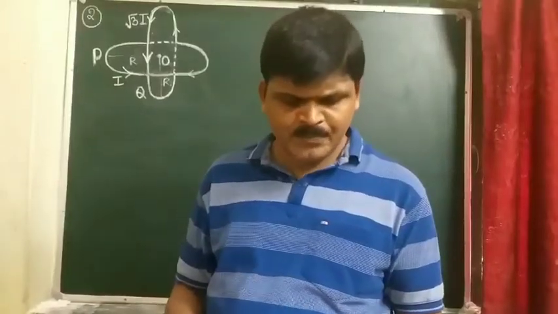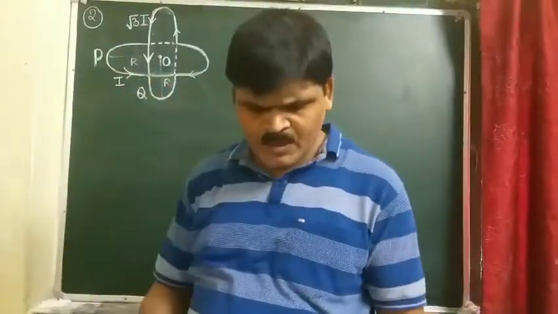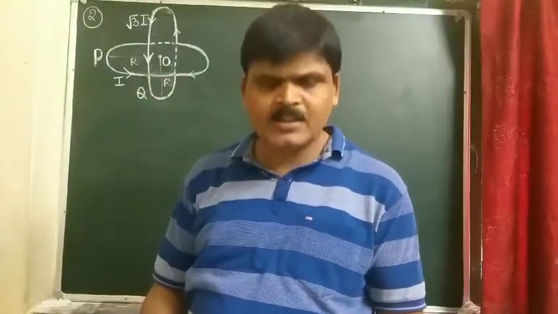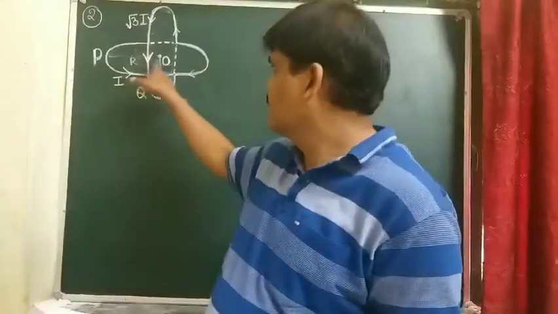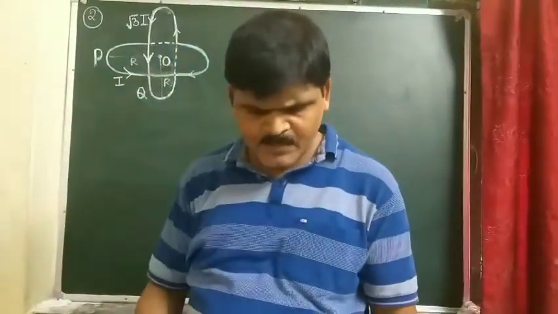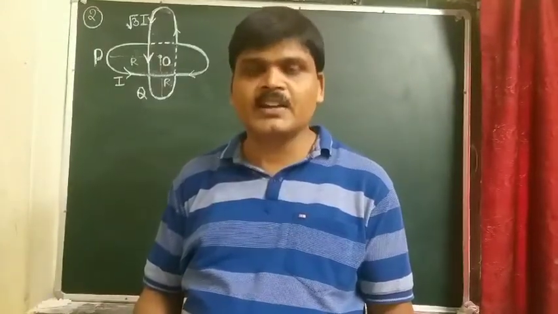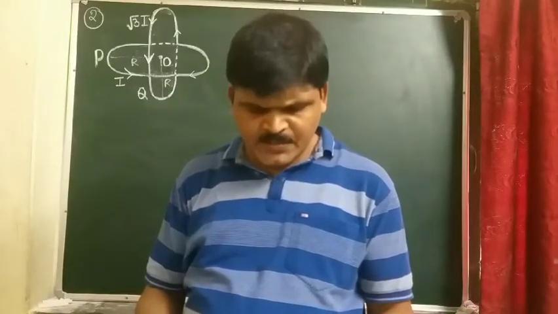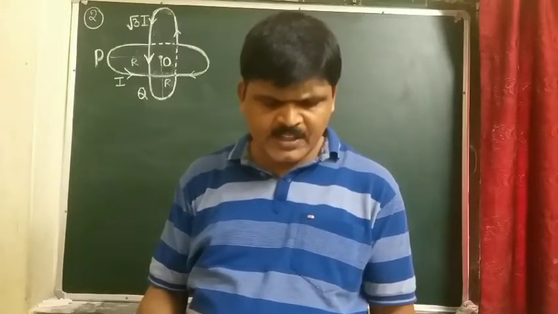Next question, student. Two identical coils P and Q, each of radius R, are lying in perpendicular planes such that they have a common center. Find the magnitude and direction of magnetic field at the common center of the two coils if they carry current equal to I and root 3I respectively.